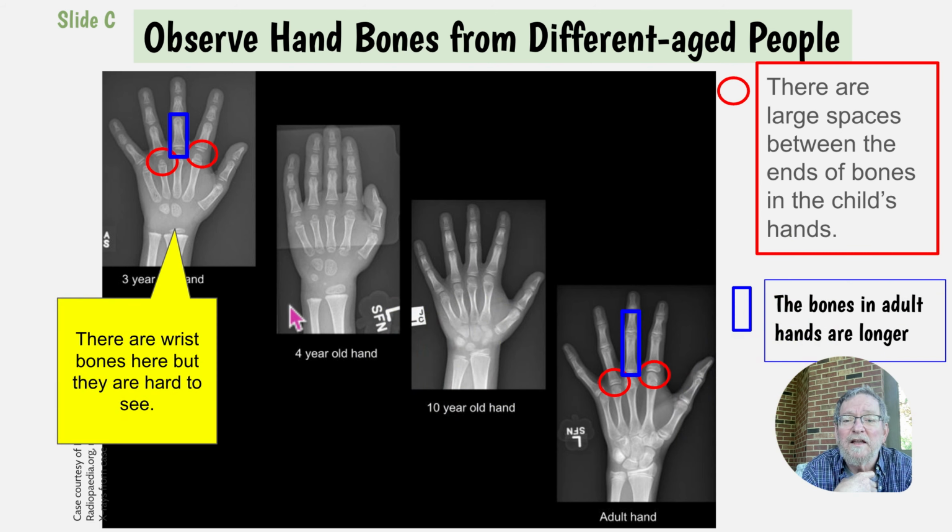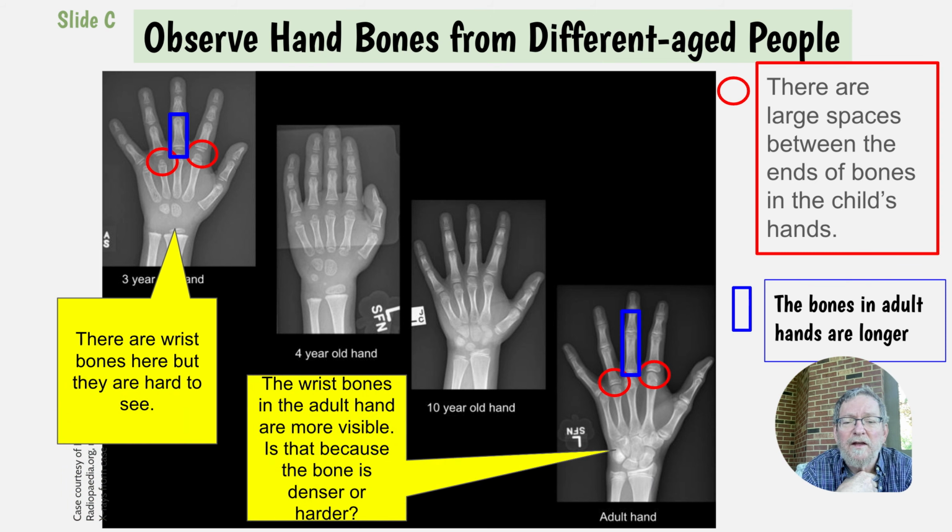We can see that there are wrist bones in the younger people's hands that are hard to see. They're little kind of square rectangular bones in there between the arm bones and the finger bones. But in the adult, they're easy to see. The wrist bones in the adult hand are more visible. I was wondering, is that because the bone is denser or harder?